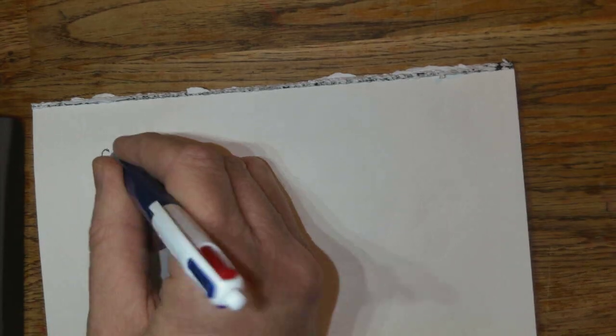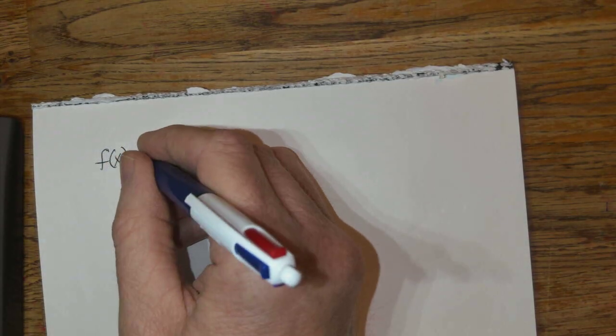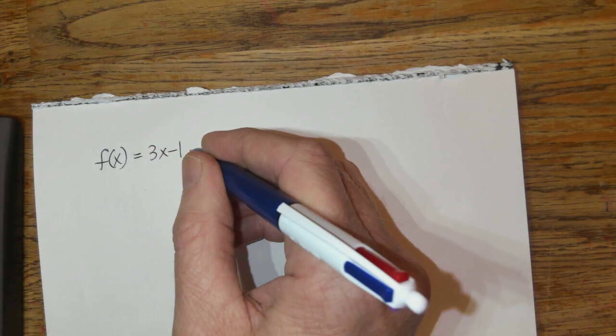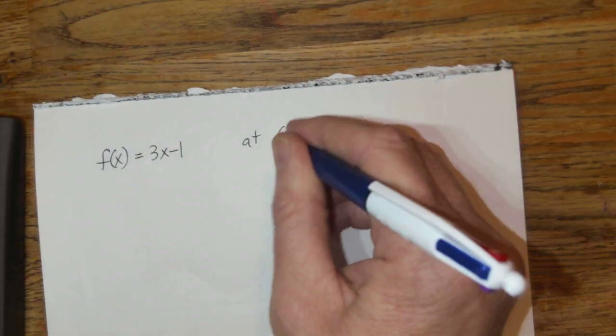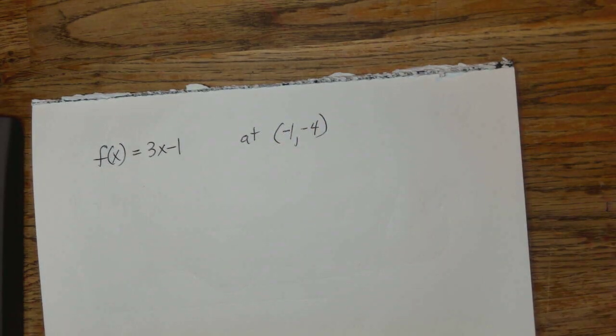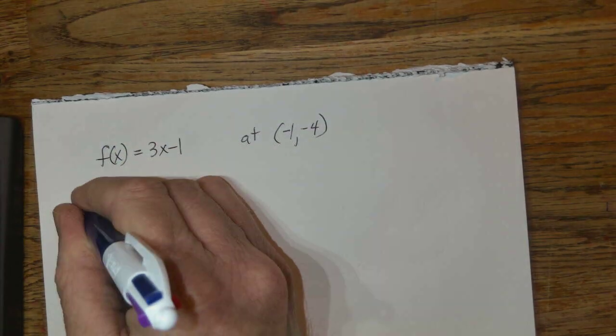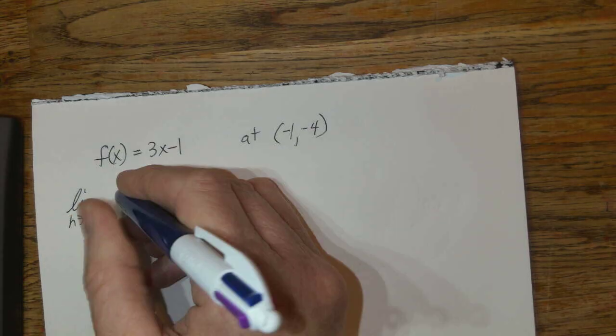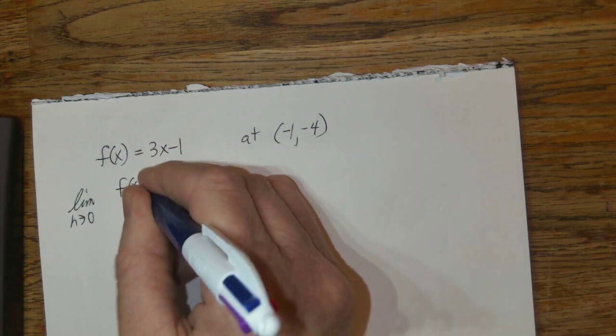Okay. My next example. Let f of x be 3x minus 1. And what is the slope of that function at (negative 1, negative 4)? Alright, so again, we've got to find the limit as h approaches 0. I'm just going to write that out for a little bit here until we get the hang of it.